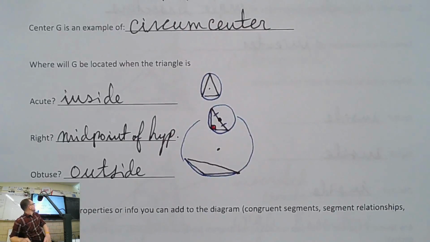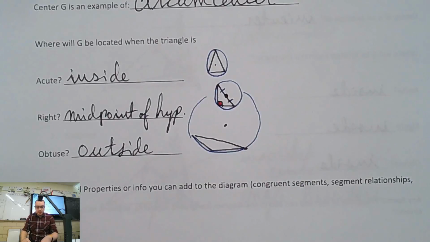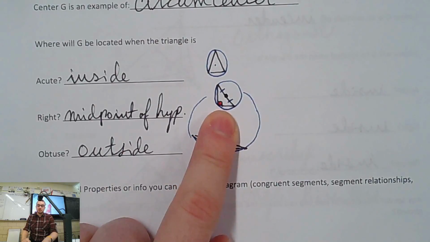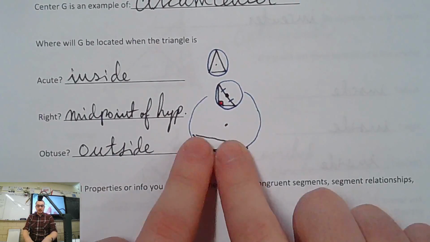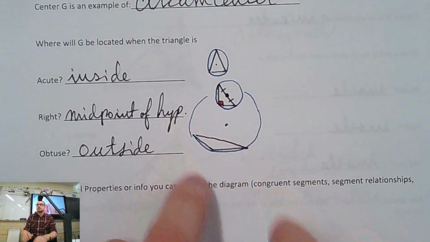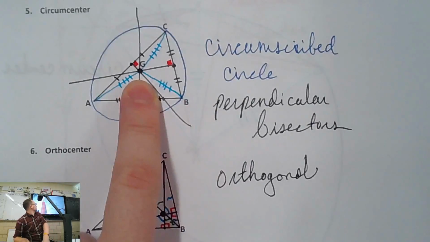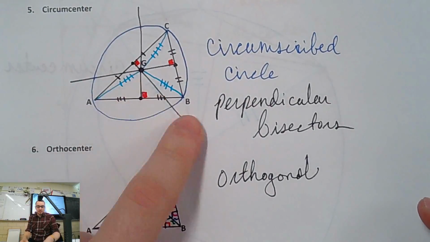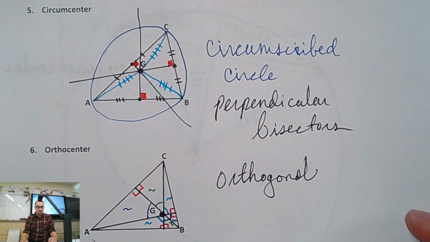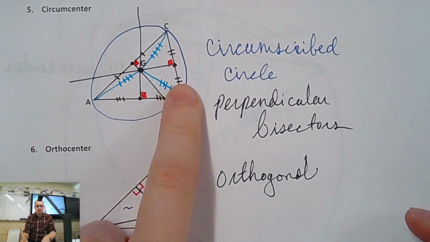The circumcenter is inside for an acute triangle. It's on the midpoint of the hypotenuse for a right triangle, and it's way on the outside, across from that big angle, when it's obtuse. Definitely a circumcenter. Equidistant from the vertices of the triangle. Made by the perpendicular bisectors.